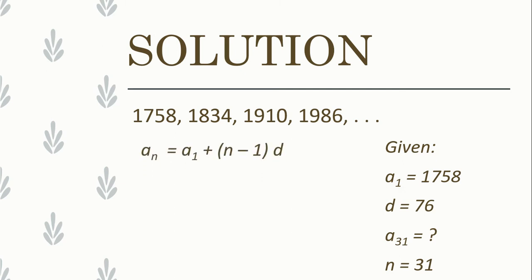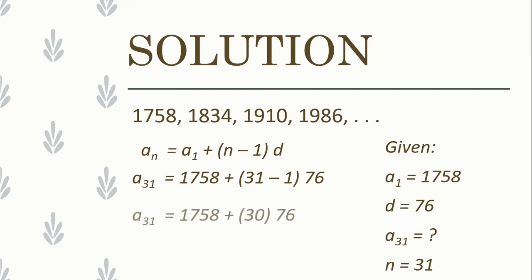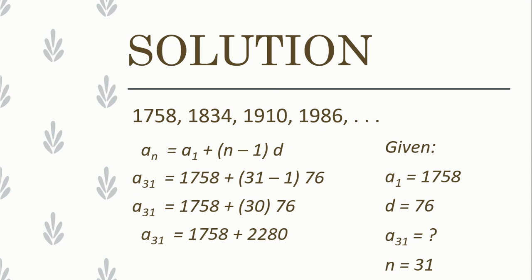By substitution, the 31st term is equal to 1758 plus the quantity of 31 minus 1 multiplied by 76. 31 minus 1 is 30. That's multiplied by 76. That is 2,280. Added to the first term, which is 1758, the 31st term is 4,038.